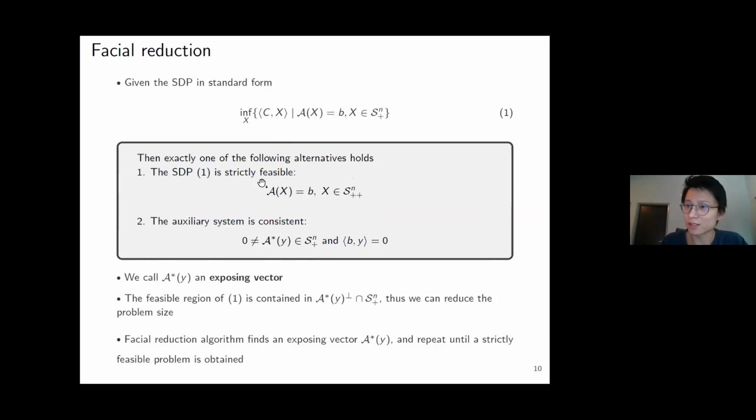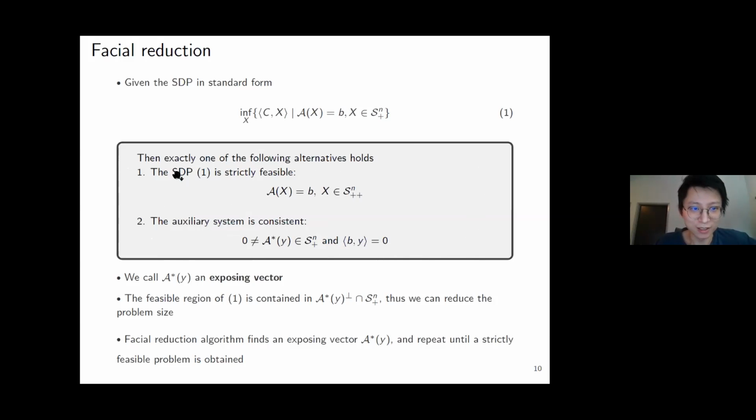If it is not strictly feasible, then the auxiliary system is consistent. Namely, we can find a vector y so that A star y is a non-zero positive semi-definite matrix and b^T y equals 0. So this is the engine of feature reduction, and this theorem is actually nothing special except the hyperplane separation theorem.